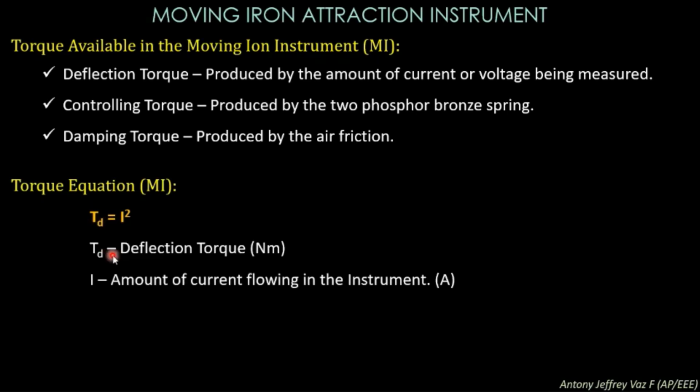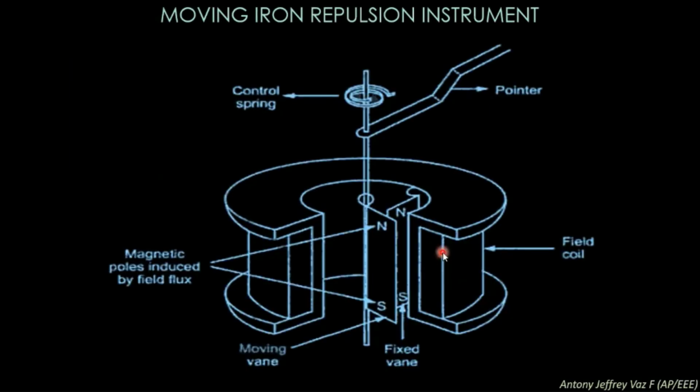Okay, and I is the current flowing in the instrument, and TD is the deflection torque in Newton meter. For current, it is ampere. Now, let us move to the moving iron repulsion type instrument.